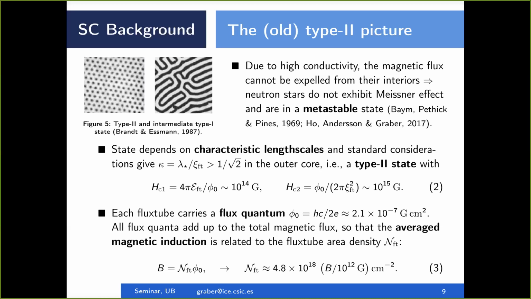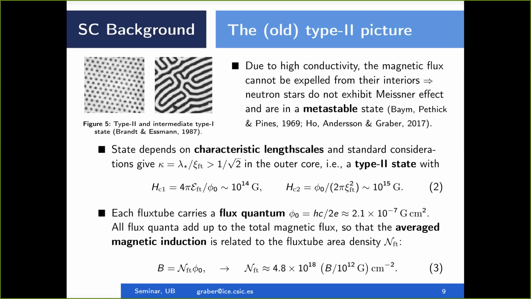So in principle, even if the neutron star wants to undergo this transition, it has no time to expel the flux. And the transition actually has to happen with flux being present in the interior of the system. So the neutron star in this picture is in a metastable state where it wants to expel flux, but it just can't because the timescales for that are too long.